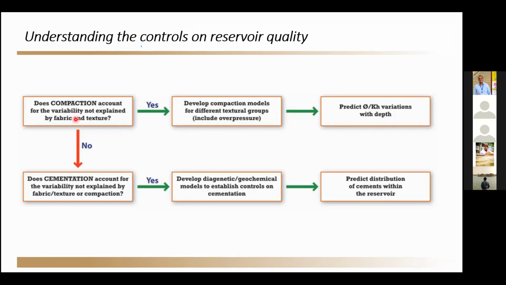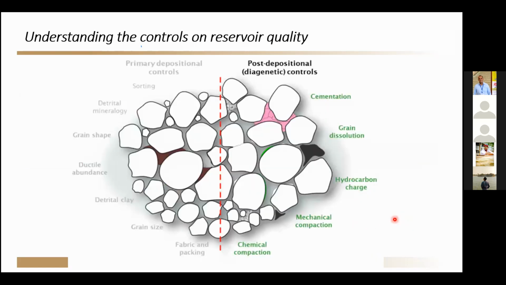But if not, and the cementation accounts for all the porosity and permeability variability, all the cementation-controlled porosity and permeability variation that is not accounted for by the texture or by the compaction, I will go through making a diagenetic model. I will focus on making a diagenetic and geomechanical model to understand the factors controlling my quality. And in this way, I will predict the cement in the unexplored areas or in the undeveloped areas. And this is how the depositional factors control my reservoir quality or control my fluid flow.